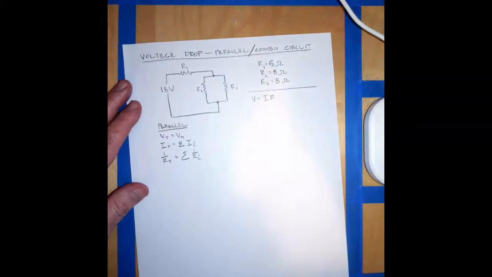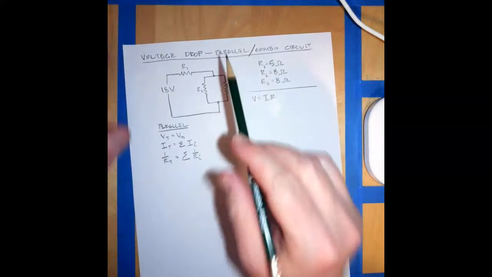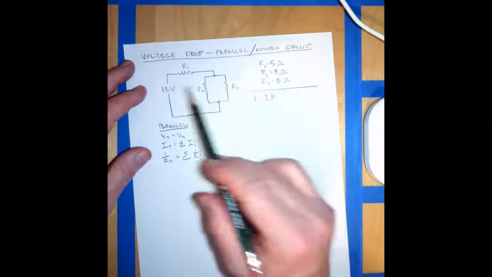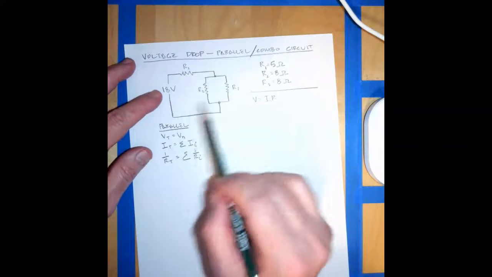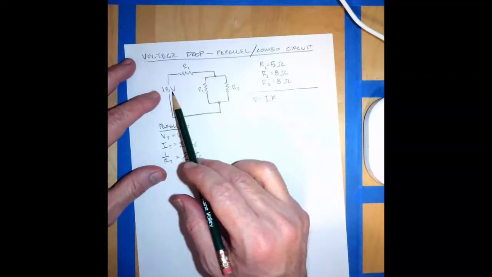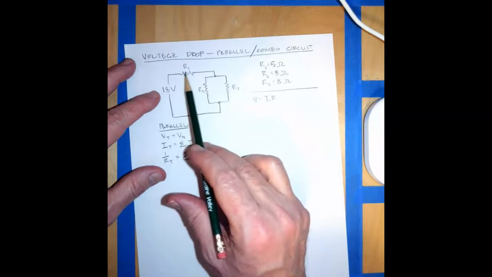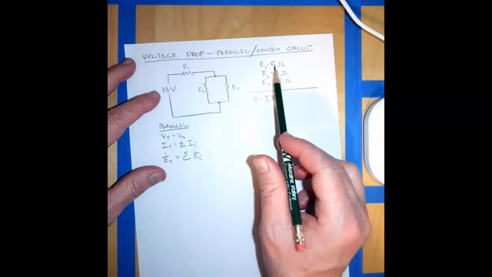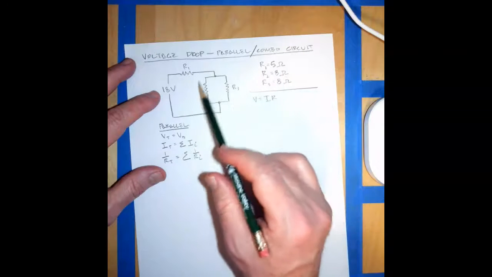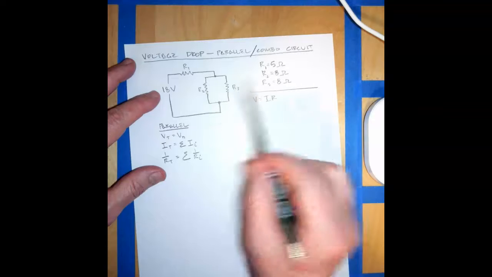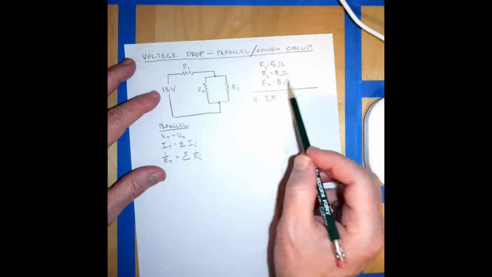All right, in this next video, we're going to look at voltage drop across a parallel or combination circuit. So we have this example circuit here. We have an 18-volt power source, and we have resistor 1, which is 5 ohms, and then we have a pair of resistors in parallel here. R2 is 8 ohms, and R3 is also 8 ohms.